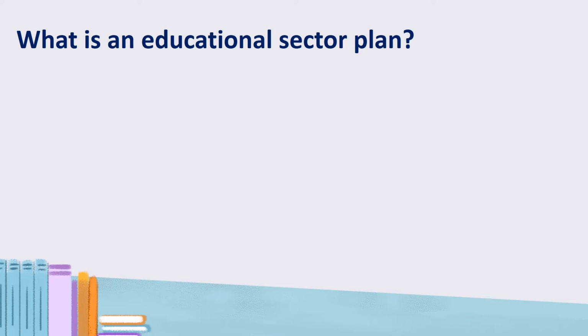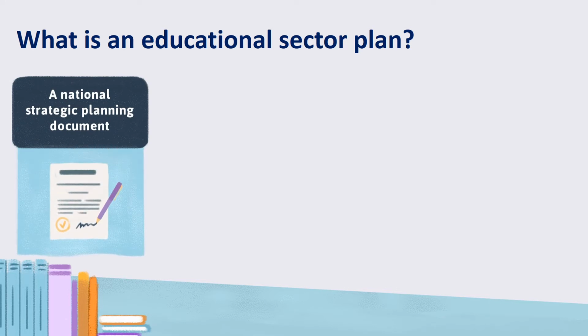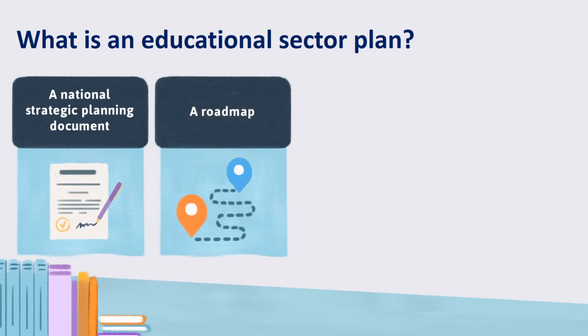An ESP can be referred to by many different names, such as a National Education Strategy or Education Development Sector Plan, etc. In short, an ESP is the National Strategic Planning document that lays out a roadmap for a country's education sector, based on a robust analysis of the current situation, usually for a period of 5 to 10 years.